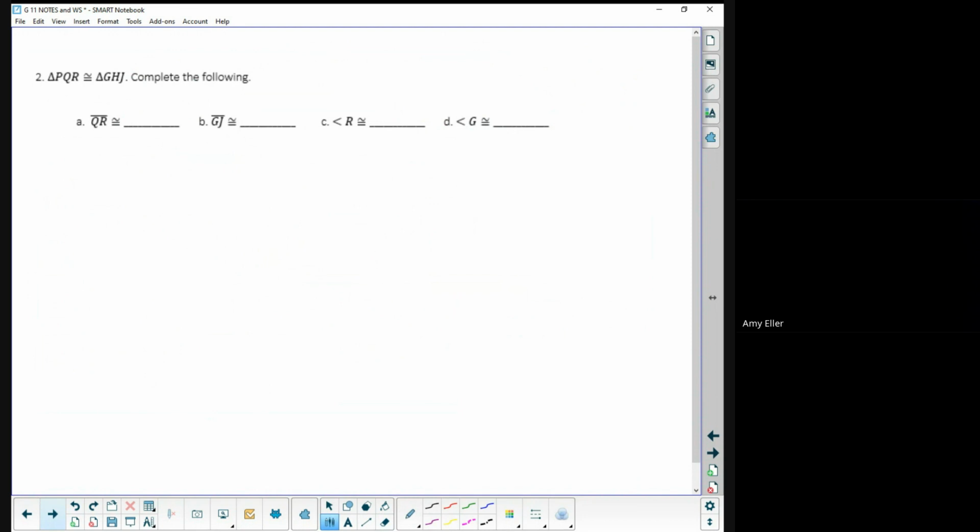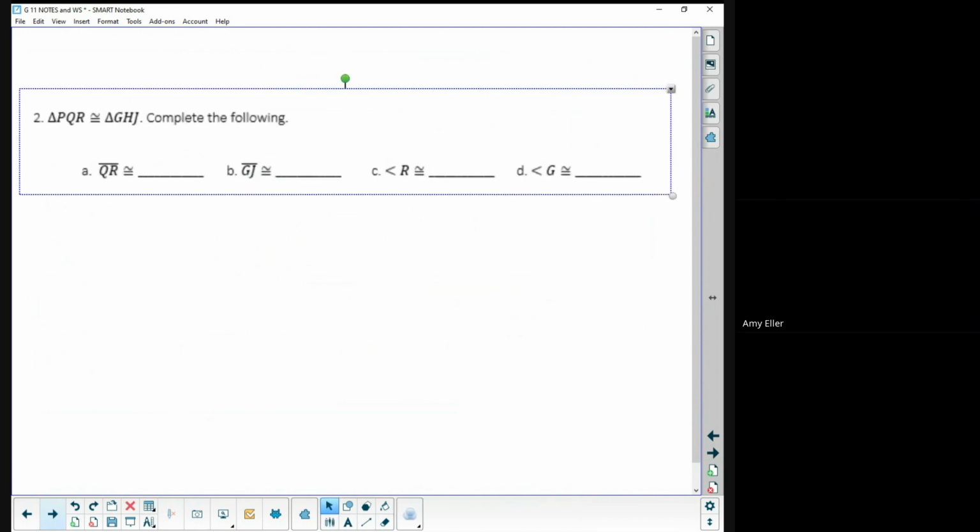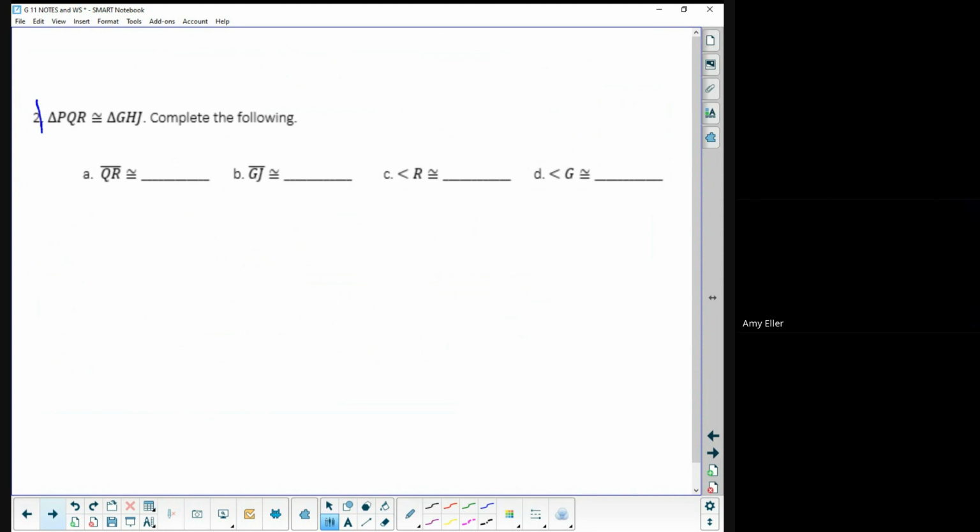Number 2, notice we don't even have a picture here. We've been given, again, what we call a congruence statement, a statement that tells me what is congruent to what. Complete the following. We want to know what QR is congruent to. So here's Q and here's R. What does that match up with? HJ. That's my answer. Next one. What is GJ congruent to? So here's G and here's J. What does that match up with? PR.